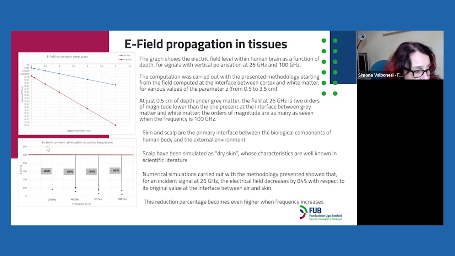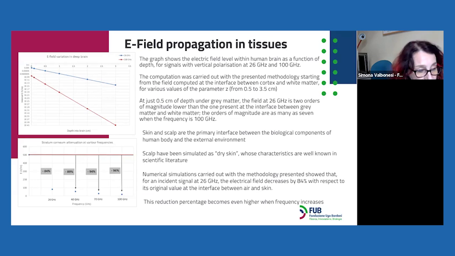The second spin-off study is related to the stratum corneum behavior. Skin and scalp are the primary interface between the biological components of the human body and the external environment. The scalp has been simulated as dry skin, whose characterization is well known in scientific literature.